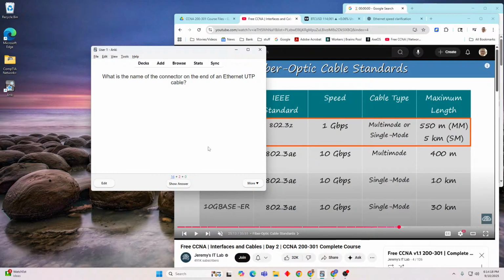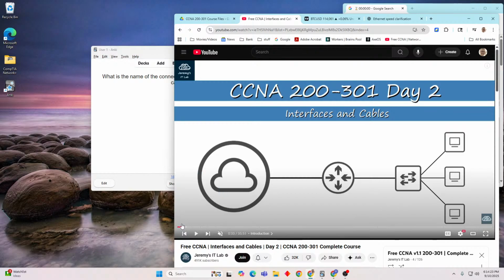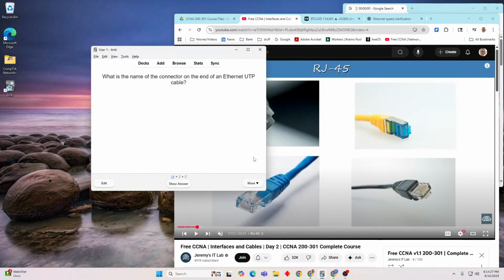Oh, he said it. That was something I wanted to take away from this because I always call these Ethernet connections, but these are called RJ45s. These are RJ45s. What is the maximum length of an Ethernet UTP cable?